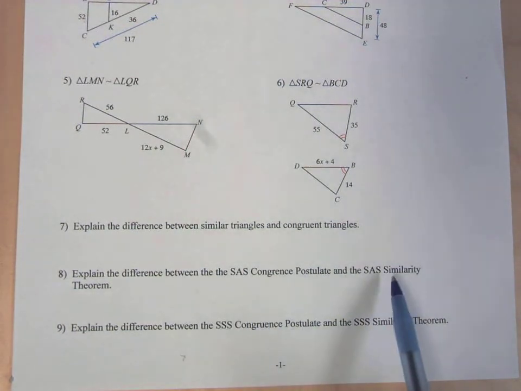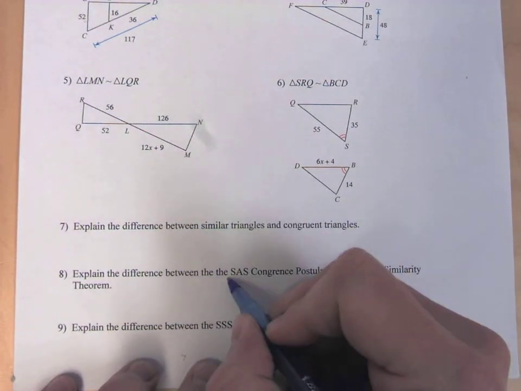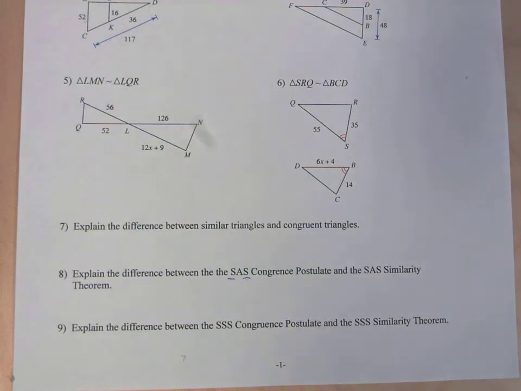Okay, SAS congruence and SAS similarity. SAS stands for side angle side in both cases. The difference is here, just like we talked about up here, the sides for congruent triangles need to be congruent. The sides for similar triangles need to be proportional. Okay, that's why we set up those ratios. Similar down here. So the whole idea is, are your sides congruent to each other or are they proportional to each other? Similarity goes with proportional sides. Congruence goes with congruent sides.